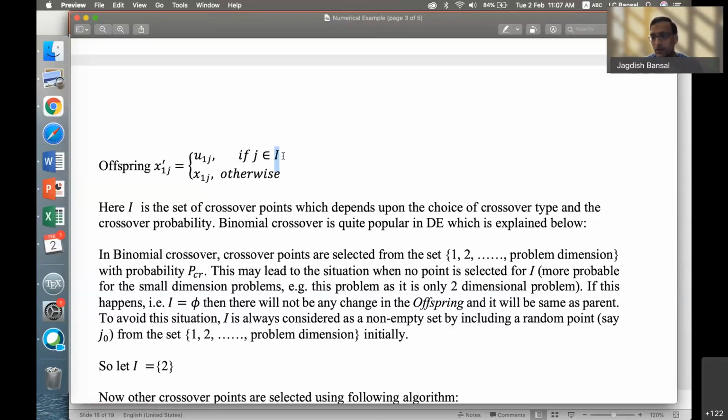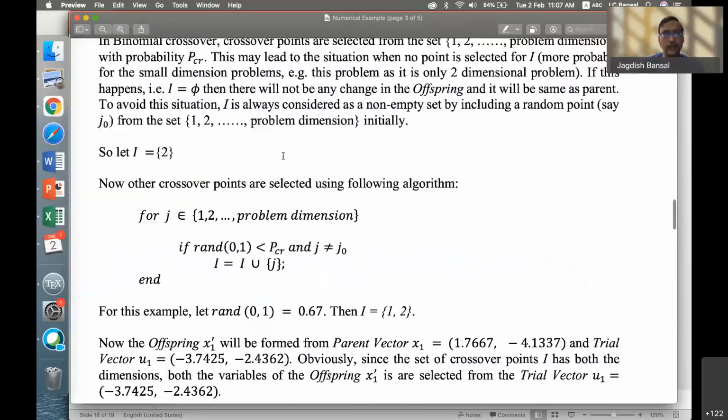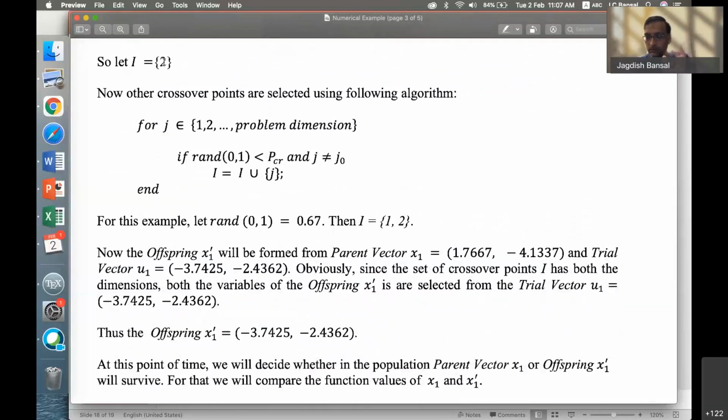In the binomial crossover, if you remember how this set is generated, first of all, you have two dimensions, 1 and 2. It's a two variable problem, so the dimension is 2. You will first select any member randomly, j asterisk. If it were, suppose, 1 to 5, then I could take anything, suppose 4, right? So this set should be non-empty, and for that you take a randomly selected member from 1 to 2. Out of those 2, you have selected one randomly in this set of crossover points.